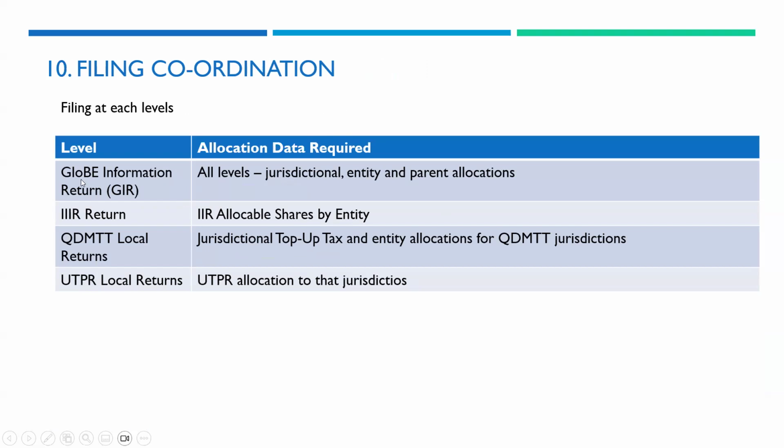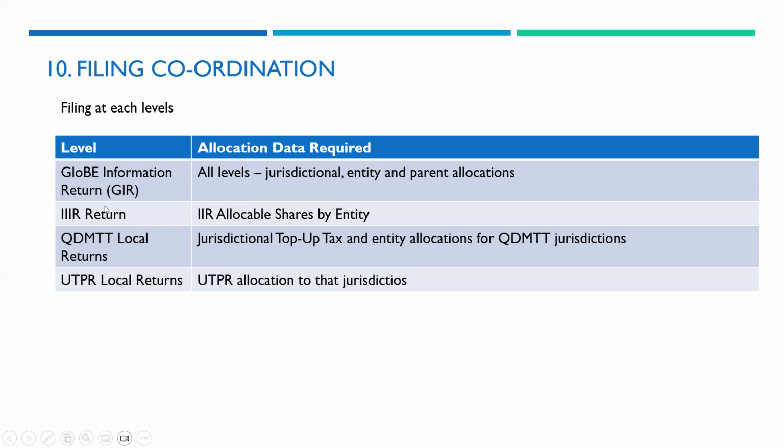Let's go by hierarchy. First you will do the QDMTT local returns. You have to calculate QDMTT, and that would be filed in each jurisdiction. Then the UPE will file with their authority something called the Globe Information Return. It covers all levels, how many constituent entities there are after jurisdiction and entity level calculations. That is what is included in the Globe Information Return, which the UPE will file.